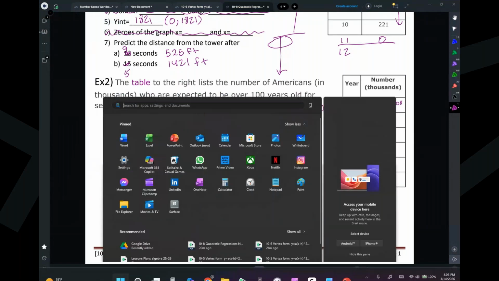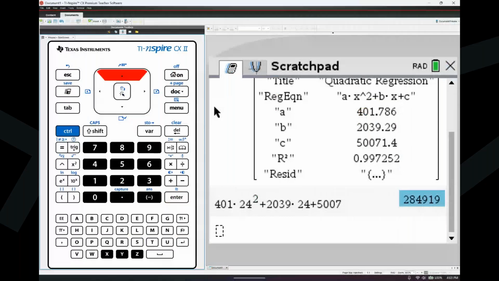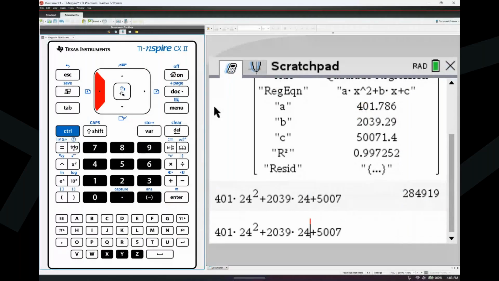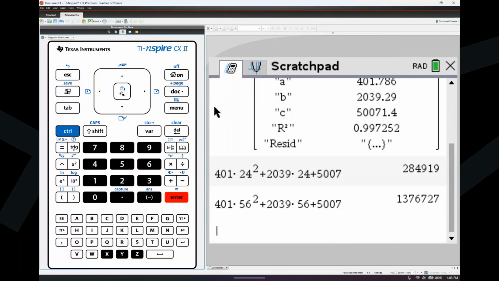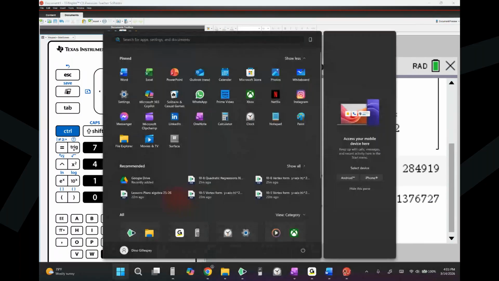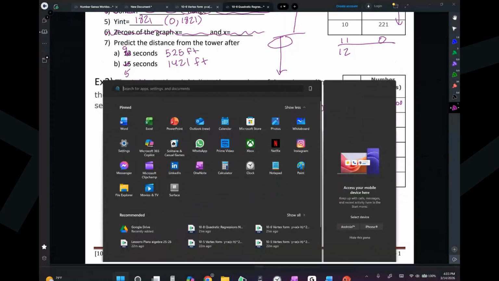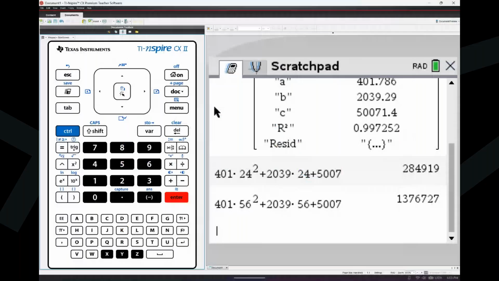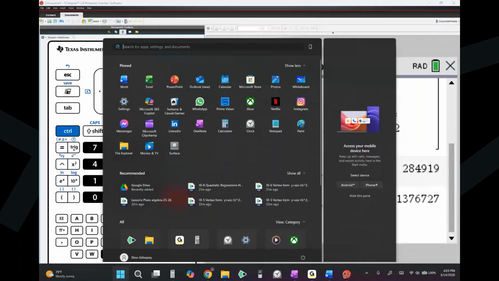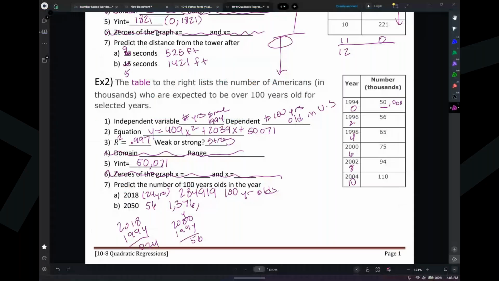And what about 56 years? You can do the same thing. Remember, if you have an Inspire, you can just go up there and highlight that and then just change the numbers to 56, right? Change that to 56 and change the 24 to 56. And we got what? About 1.37 million, right? 1376. So that's 1,376,000. What are we looking at? 727. 727 100-year-olds, right?